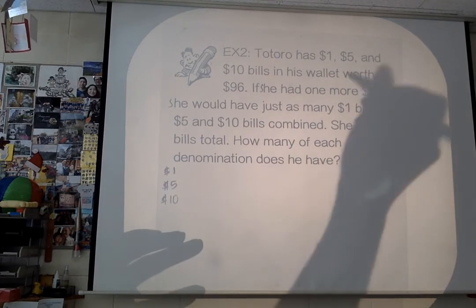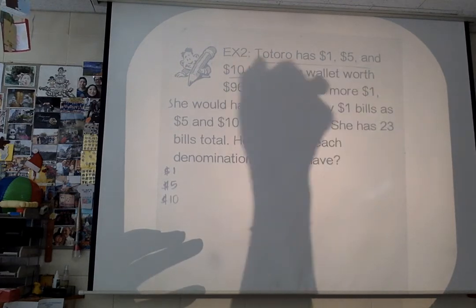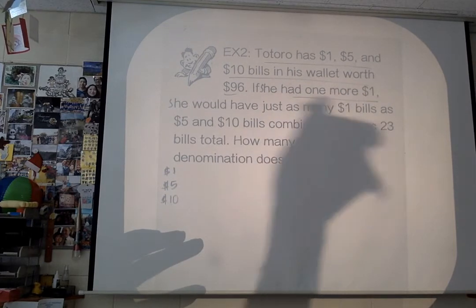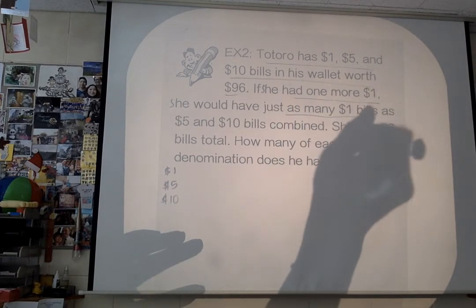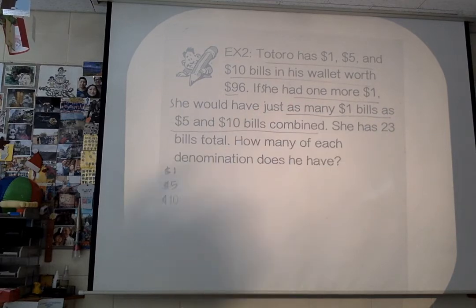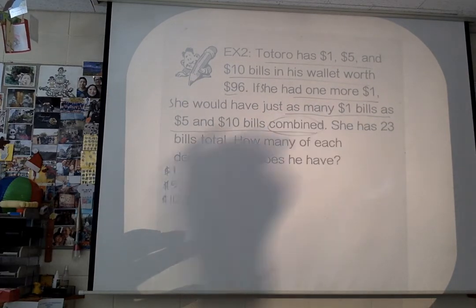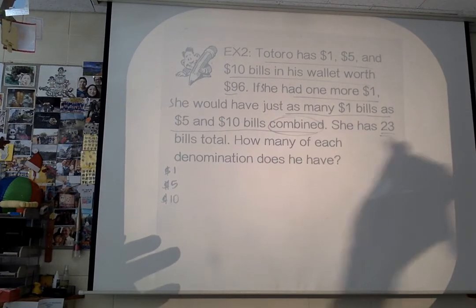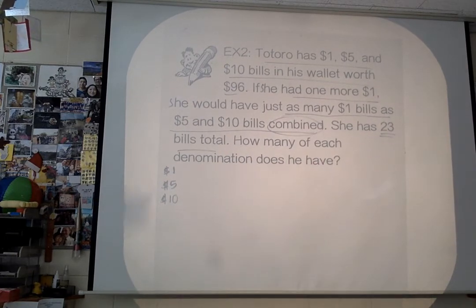Okay? So we know that these are all statements. They might represent equations, right? If she had one more $1 bill, she would have just as many $1 bills as $5 bills and $10 bills combined. Combined. Keywords, okay? She has 23 bills total. So you guys, what do you want your variables to represent?